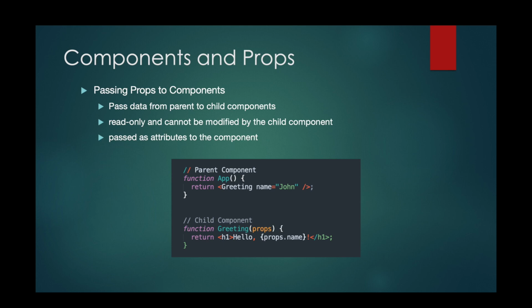Again, if you go step by step, function App, which is the parent component, returns Greeting. Now this Greeting comes from the next function, which is the child component, where you're passing the props, which is name equal to John in the second line, and the child returns the HTML "Hello" and passes the props.name, which is John. So the output of this will be Hello John.